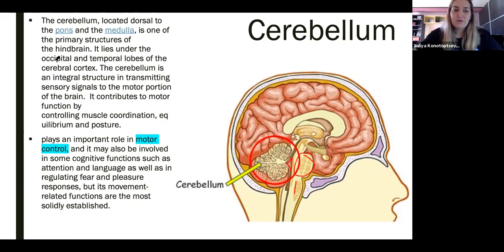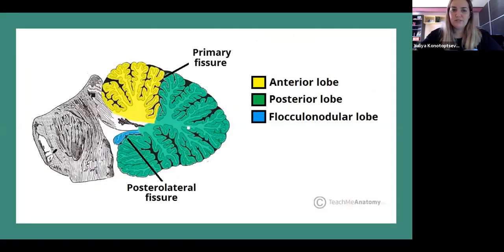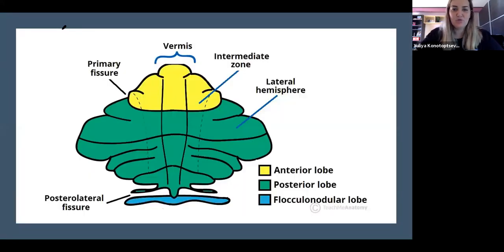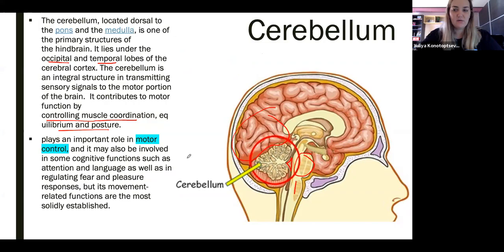Cerebellum is located under the occipital and temporal lobes, right? So they're kind of resting on the cerebellum. And cerebellum has a very important job because it controls muscle coordination, posture, and equilibrium. Now, I want you to understand that it's important for motor control, but it does not initiate the movement. It doesn't start it. You simply control the movement, but you don't start it.